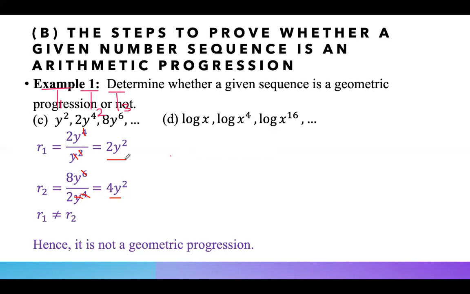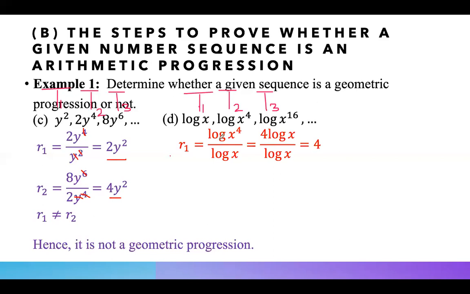All right, so let's see D. Log y to the power 4, then log x to the power 4, and log x to the power 16. So we want to find the ratio between term 1, term 2, and term 3. The ratio is the second term divided by the first term, and the third term divided by the second term, not the first divided by the second, or the second divided by the third. So it is second divided by first, third divided by second, and also fourth divided by third.